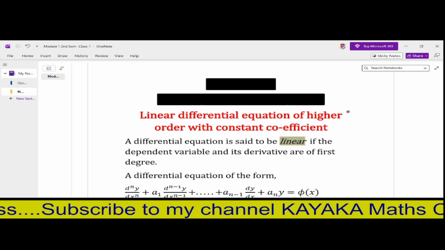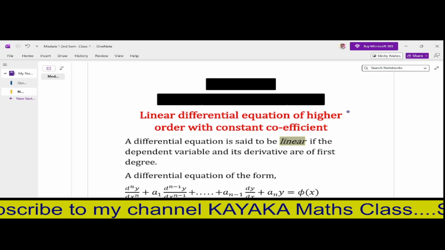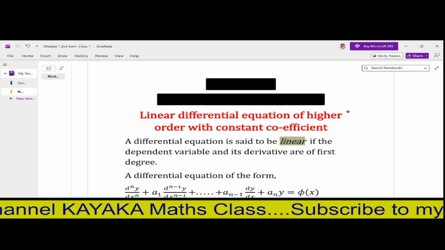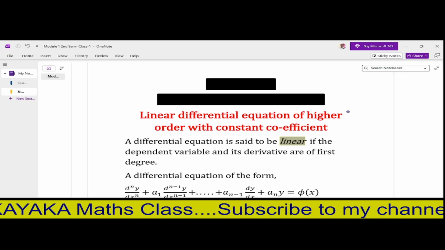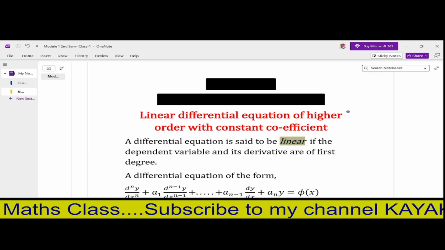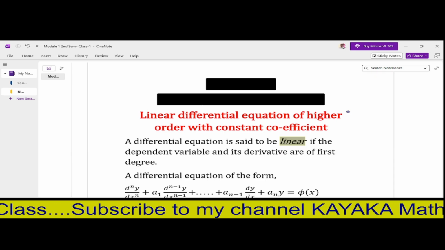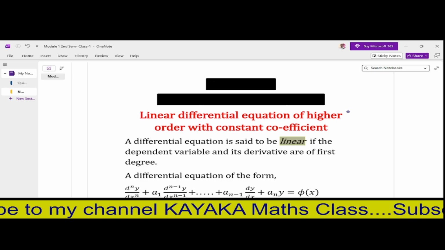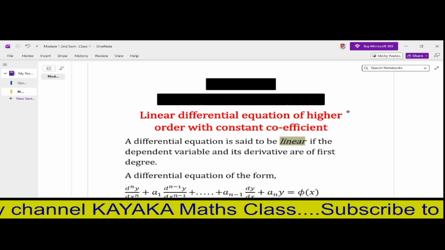So today we are discussing module 1 for second semester students for ECE and EEE branch. The module number 1 is ordinary differential equation. The first topic here is linear differential equation of higher order with constant coefficients.